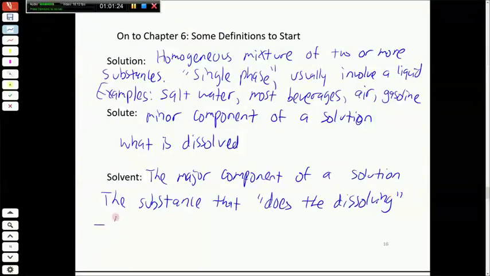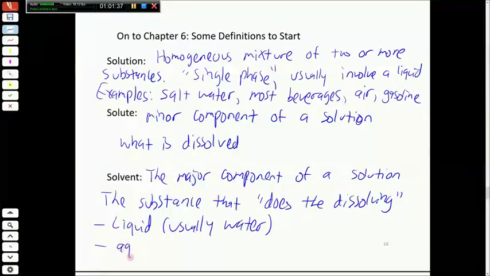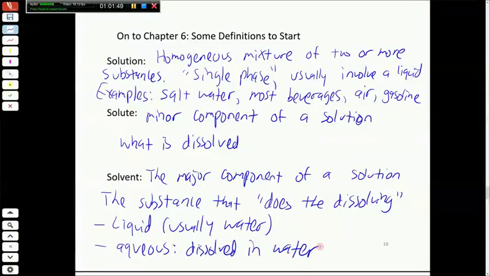In the context of Chapter 6, it's going to be a liquid. And Chapter 6 is specifically about what are called aqueous solutions, which means that liquid is usually water for our purposes. And so that's what that term means. Aqueous means dissolved in water. Alright, so Chapter 6 is all about aqueous solutions, or mostly about aqueous solutions, I should say.